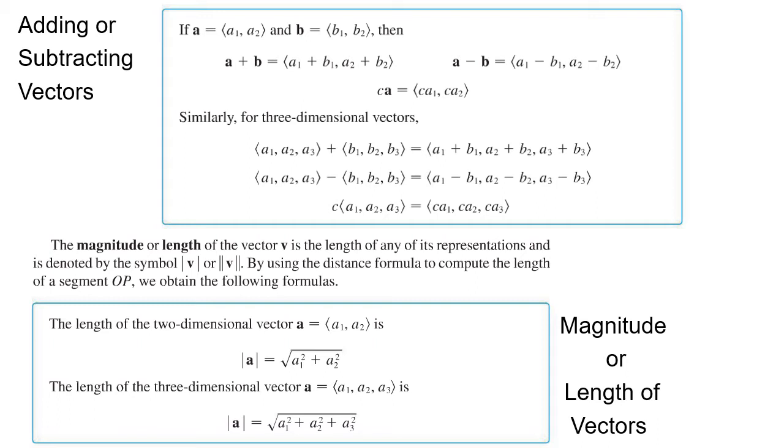The first one subtracted, the second one subtracted, the third one subtracted. Or you could do a constant multiple with a scalar, a c value, multiplying it on each one.